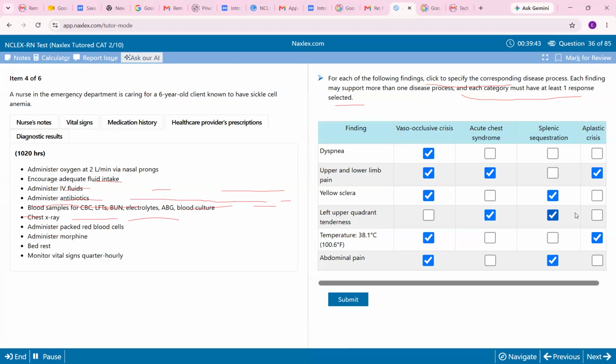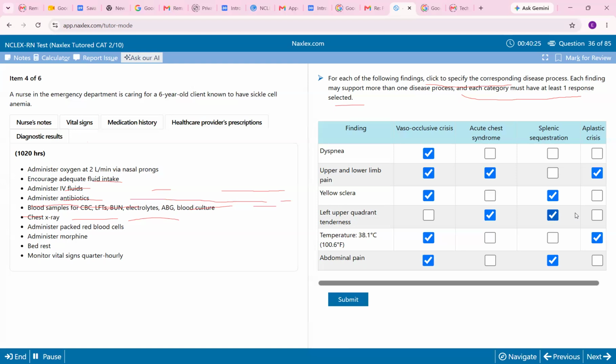Okay, one NCLEX tip I can tell you: in vaso-occlusive crisis, the client experiences pain everywhere. But in acute chest syndrome, the client has problems with the lungs, because the pulmonary blood vessels are occluded with the sickled RBCs. In splenic sequestration, the blood flow is trapped in the spleen, so the circulatory blood volume will be low, and the symptoms relate to low perfusion. And in aplastic crisis, there is no production of RBCs from the bone marrow. This is the condition related to each one.